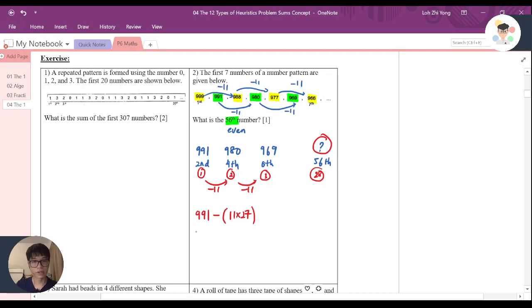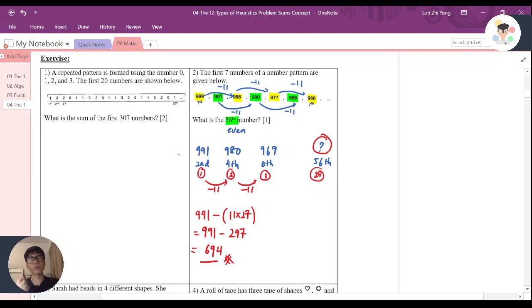Okay? So if you put it on your calculator, or I think this question cannot use a calculator, then you just manually calculate 991 minus 11 times 27. You should get 297. And 991 minus 297 will be actually 694. And that will be your final answer.